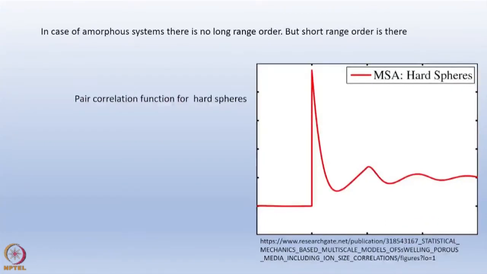This is, as I told you just now, a simulated pattern for an arrangement of hard spheres. Hard spheres means that the spheres can at best touch each other, and if their radius is r, then the minimum distance between the centers can be 2r. Nothing can be below that, so that is why it is 0. So this is the 2r.